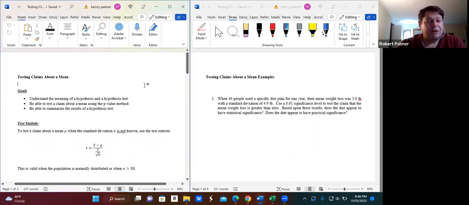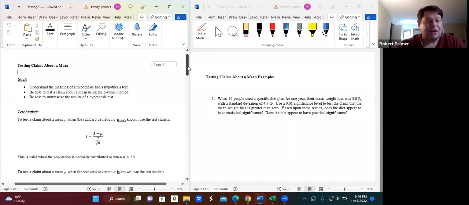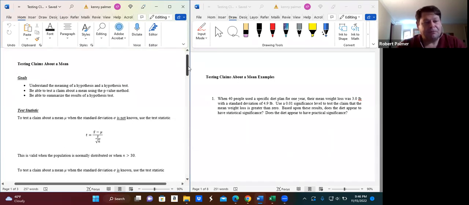Our goals then are to understand the meaning of hypothesis and hypothesis test. That's part of what we got from the other video. Then here we're going to test claims about the mean using the p-value method. There's also the critical value method, but here we're just going to use the p-value method, and also be able to summarize the results of the test and explain it in a meaningful way.